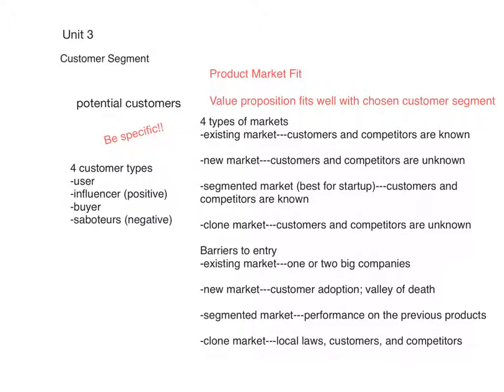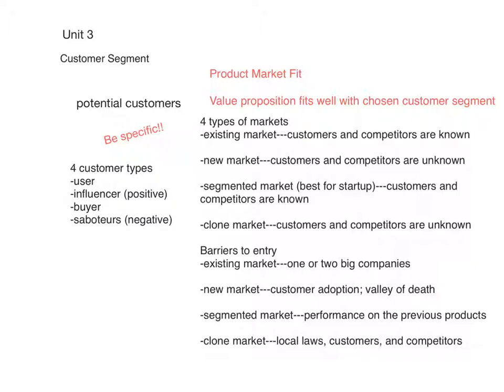Unit 3 is the customer segment. In this unit, you have to find your potential customers and define the 4 customer types. It is easy to define the actual user, and the influencer, who is positive and encourages the user to buy your product. Then the buyer, such as parents of children or the budget director of a company. Then saboteurs, who are negative and influence the user or the buyer not to buy your product.